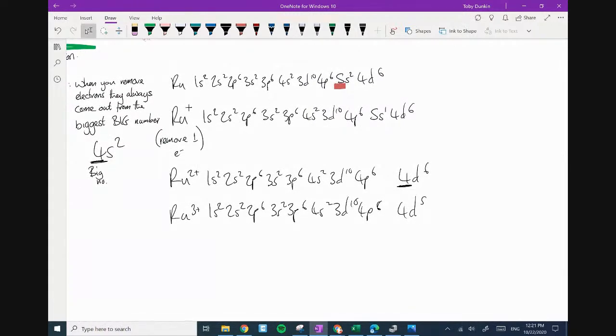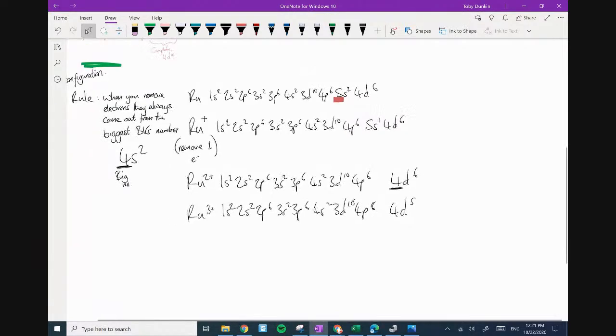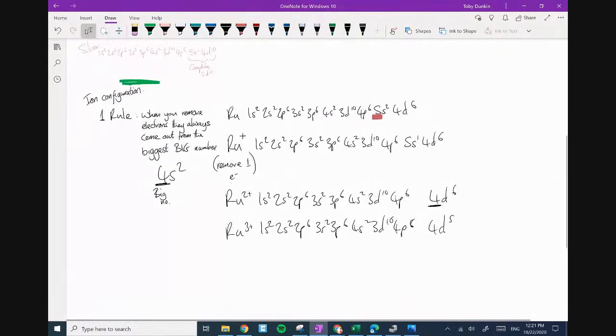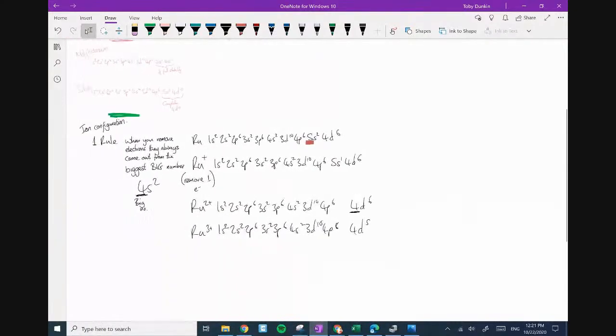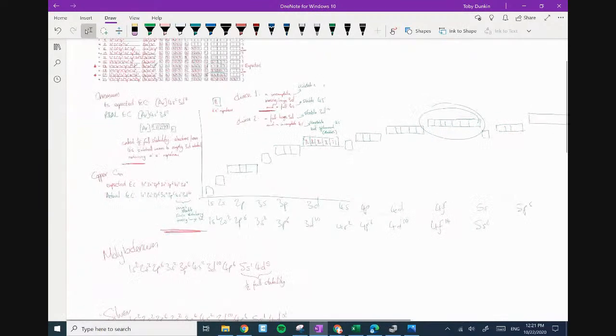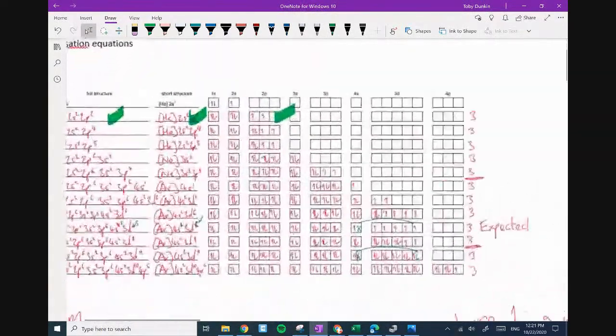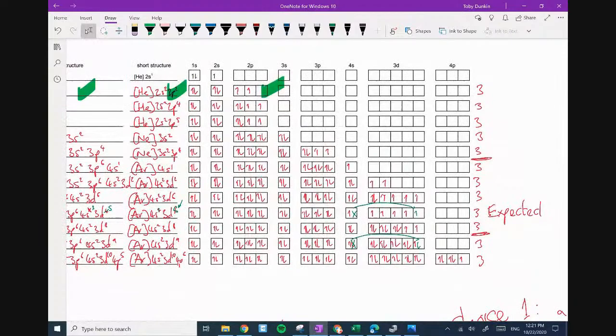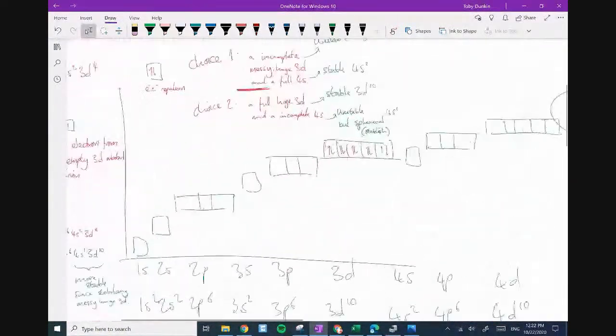So there is only one rule. Take the electron from the last biggest big number. Yeah, that's all. Now, just to explain to you why. The reason is that when you remove electrons, you're doing this. See, that table's not correct, it's this one.